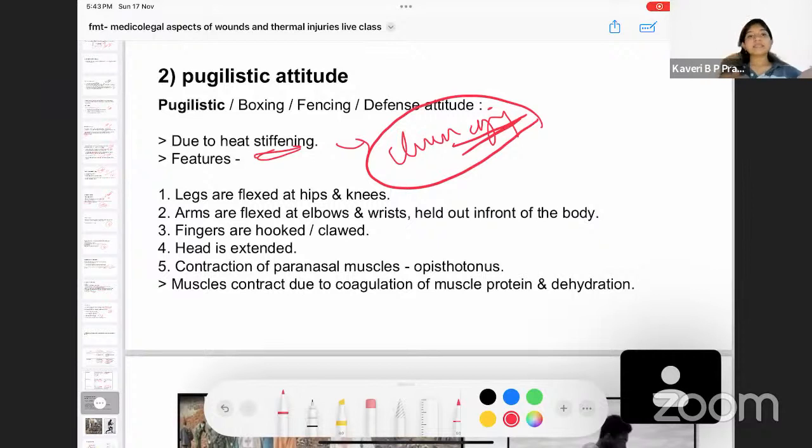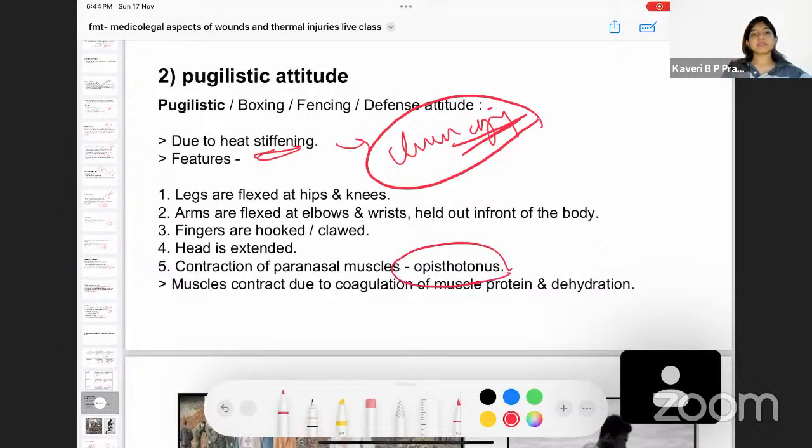Remember, his legs are flexed, hips are flexed, and then his arms are going to be flexed at the elbows. So basically, there's going to be flexion at the elbow joint as well as the knee joint. And his fingers are going to be hooked or clawed, like how you can see the fingers of monkeys or chimps. The head is going to be extended, bent a little, and then there is going to be contraction of the paranasal muscles, all the muscles near the nose area, around your cheeks. This action where the paranasal muscles are contracted is called opisthotonus.